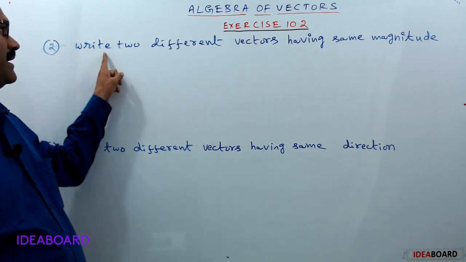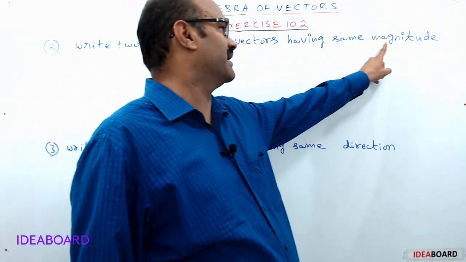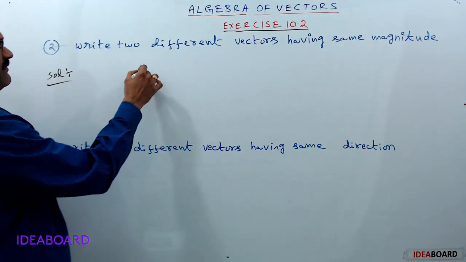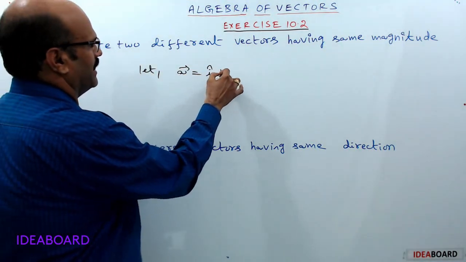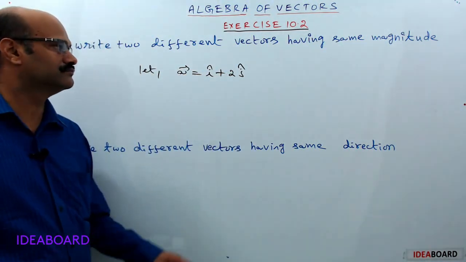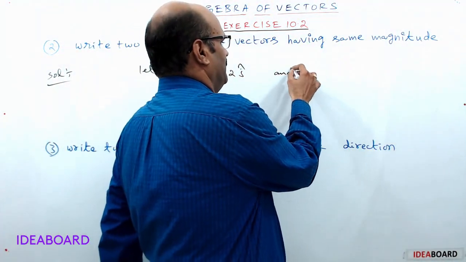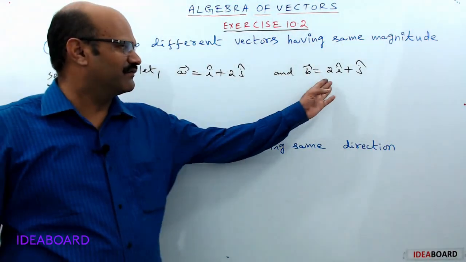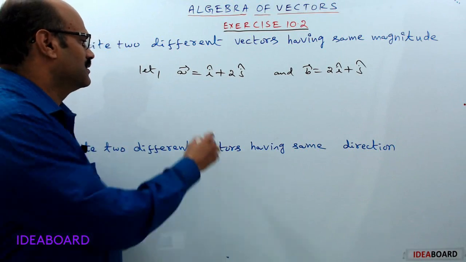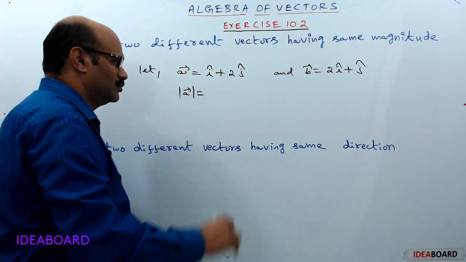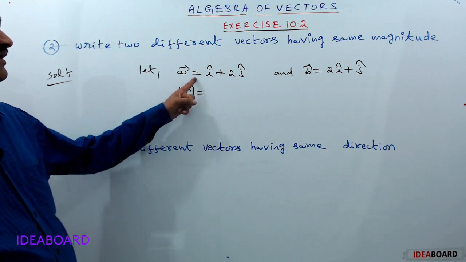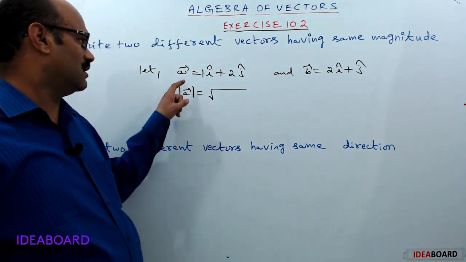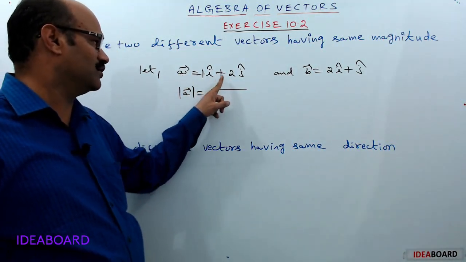Second problem. Write two different vectors having same magnitude. Let A vector equal to i cap plus 2j cap and B vector equal to 2i cap plus j cap. These two are different vectors. Here, mod A vector, the magnitude of A vector equal to square root of scalar components of A vector, 1 and 2.